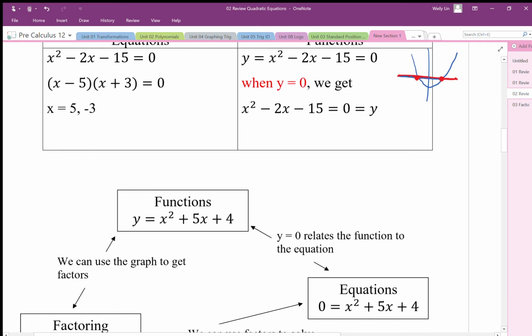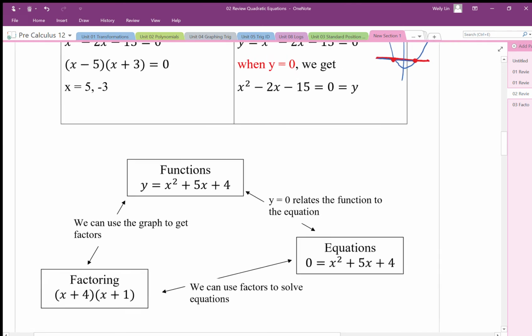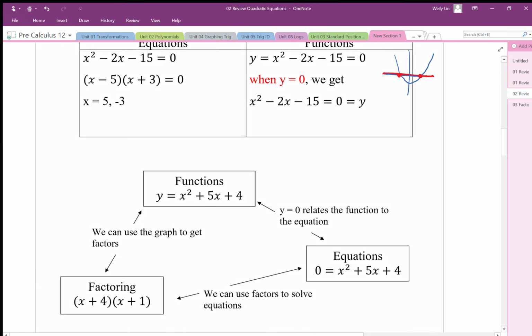Now, where does factoring come in? Well, factoring is another way we can find zeros. So it connects us to functions in that the zeros of the function can give me the factors, and vice versa. The factors can give me the zeros of the function.